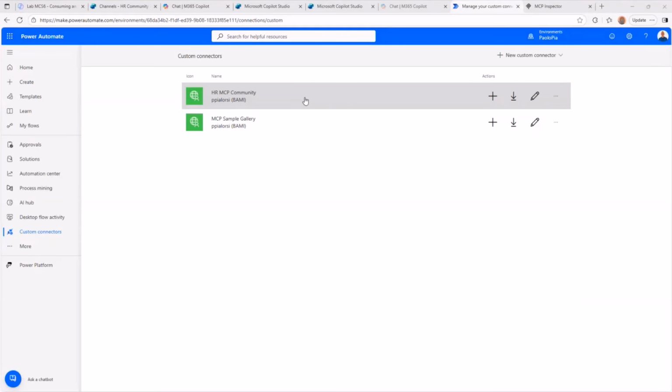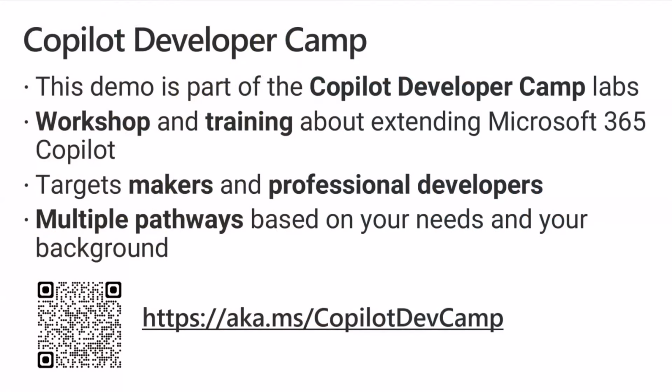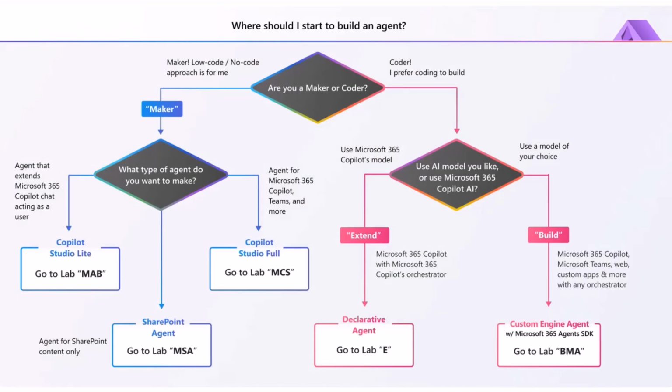So now let me go back to the slide deck, and just to give you a couple of additional pieces of information. As I said, this demo comes from a lab of the Copilot Camp, which is a set of workshops and training material for makers and developers, and this is the URL. You can already find it in the chat. There we have plenty of options depending on who you are and what you want to do. I don't want to go through all of the branches of this diagram, but you will find it on the homepage of the Copilot Camp. Follow the path that better suits your needs.